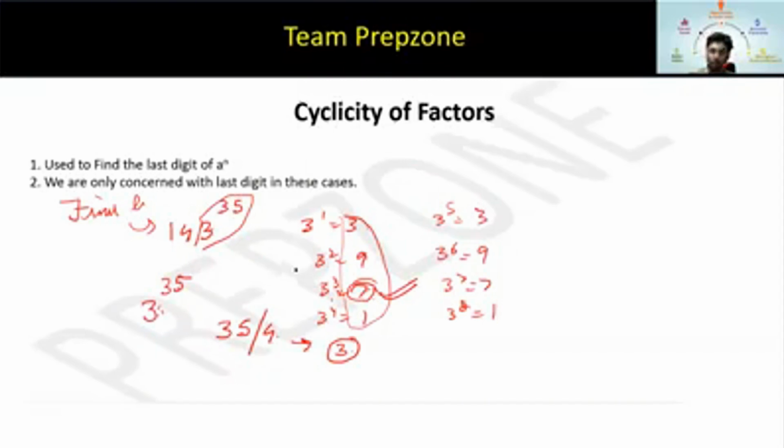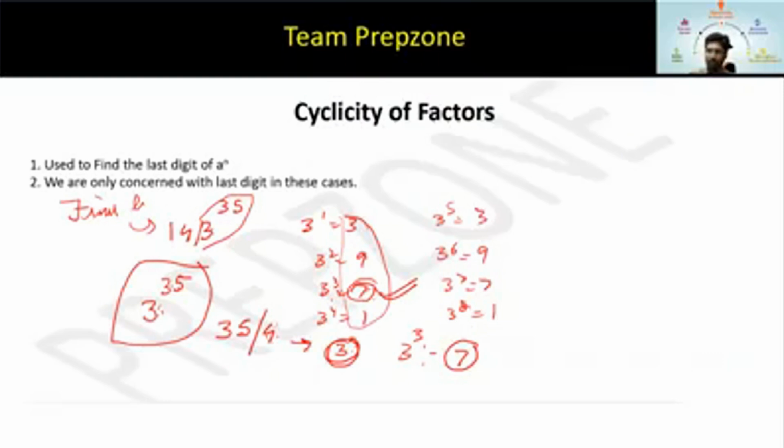So what we have to do is, if the question says find the last digit of 3 to the power 35, divide 35 by 4 because the cyclicity is 4. You will get a remainder of 3. What does it mean? The answer is 3 cube. 3 cube means the answer is 7. Is this clear, everyone? Why the answer is 7?